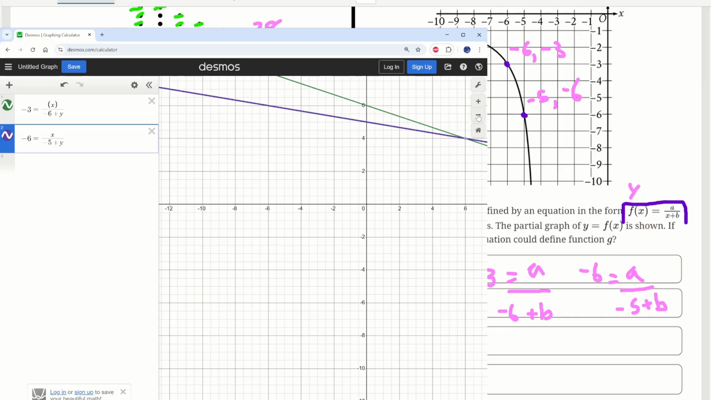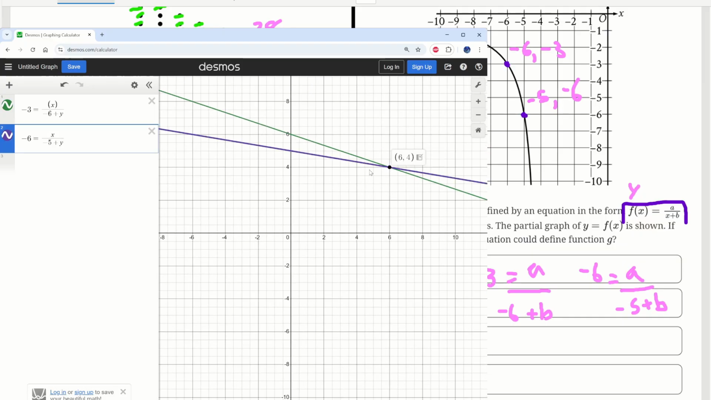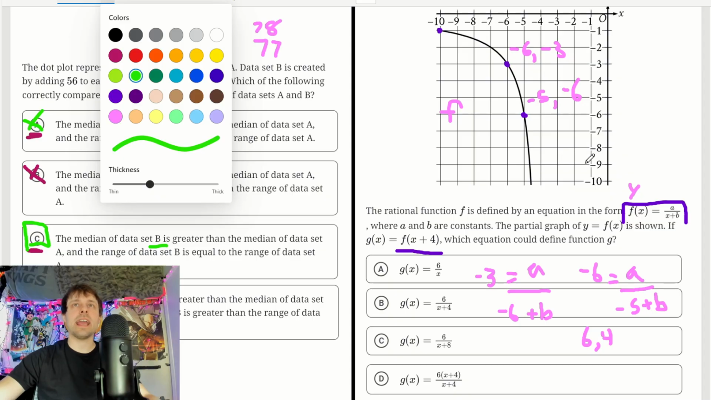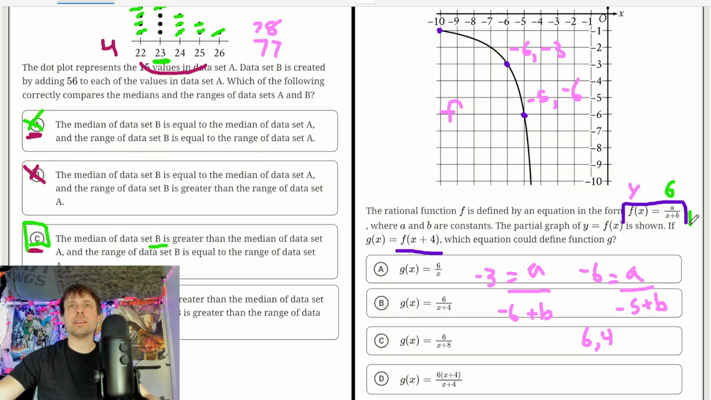I found out when those two intersect each other, and it looks like my x is 6 and my y is 4. So let's just figure that out on paper here. So 6, 4 just means that my a is 6 and my b is 4. So my actual equation is down to my answers, as they do like to kind of do. This is going to be my f. So again, not too bad to solve for that using Desmos.